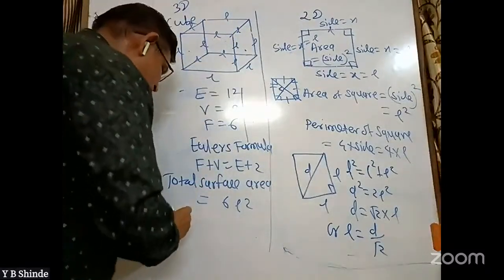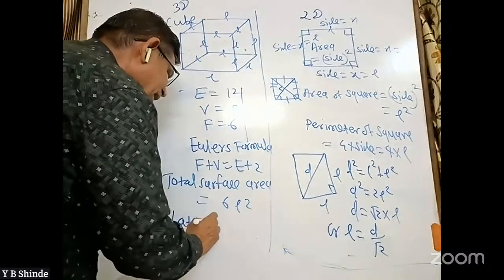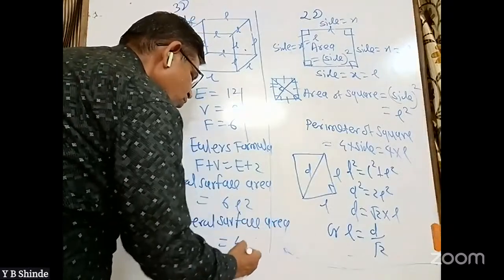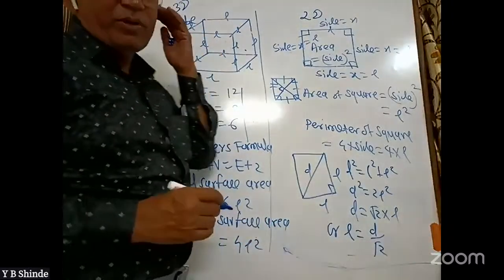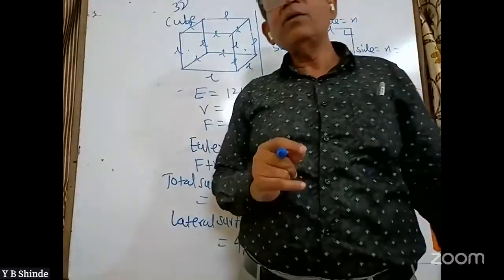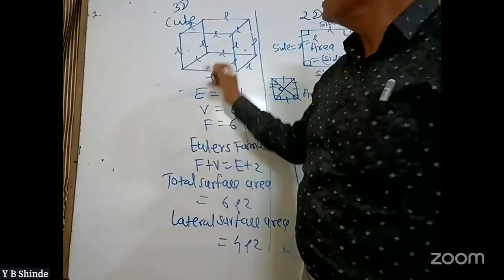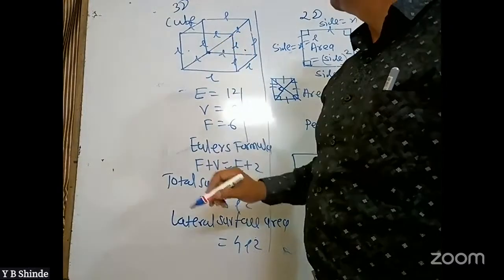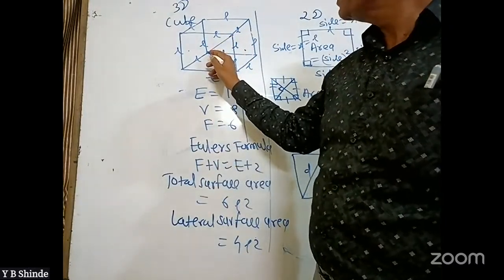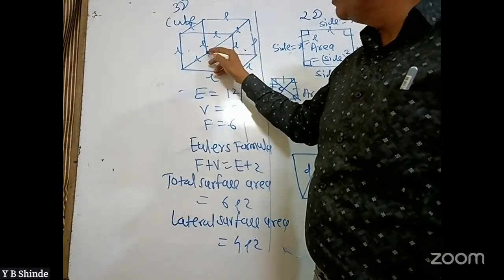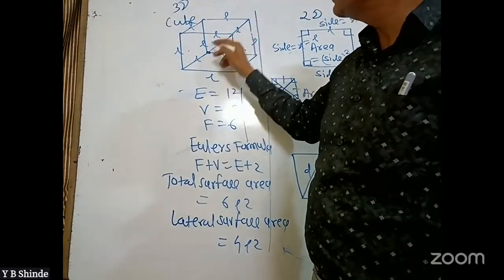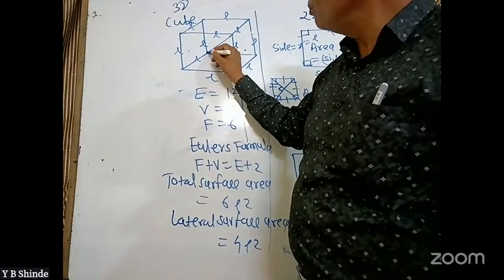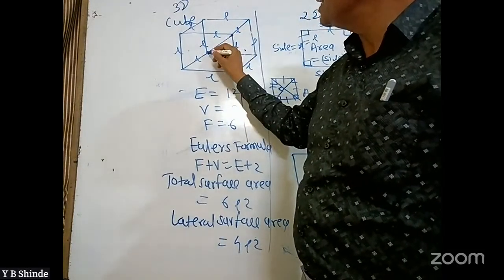So what is the lateral surface area? It is called the lateral surface area. What is it? 4L square. Now again there is some question about the diagonals of the cube. This is a diagonal from this vertex to this vertex. Keep in mind this corner, not this corner. If we join these two corners, then it will be the diagonal of one face. No, the diagonal of two opposite vertices. These are the two.